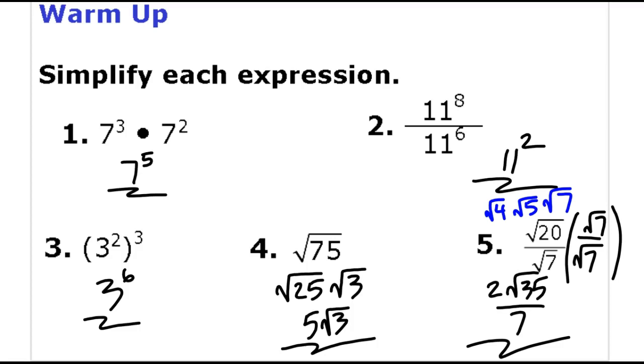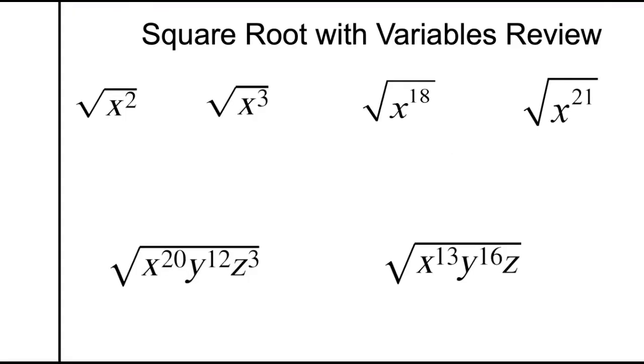Okay? So now we're going to talk a lot about cube roots, fourth roots, and we have variable expressions. So we have to remind ourselves what it looks like when we take square roots and cube roots of variables to a power. So the square root of x squared, what is that? That's just x. Good, that is a perfect square.